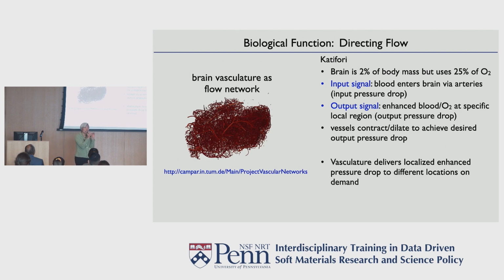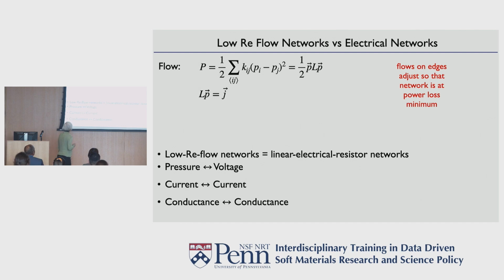So this can be thought of as a network with about 1 million edges, and these edges are adjusting their conductances in real time to deliver a big output pressure drop, or a lot of flow, extra oxygen to my speech cortex. And so that's really quite a remarkable thing that the brain vasculature is doing. So that got us thinking about how to do that.